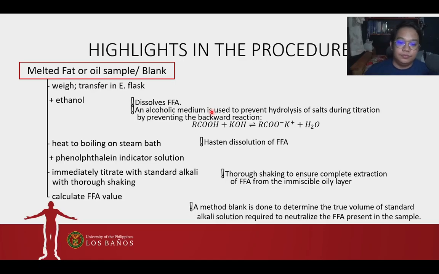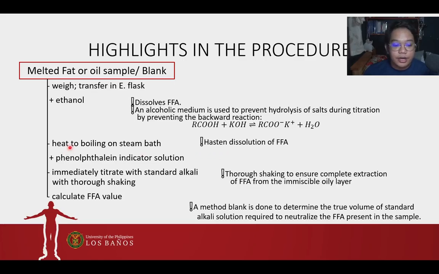Okay? And then we will heat it to boiling on steam bath to hasten the dissolution of your free fatty acid. Okay? So yung dissolution of free fatty acid, ito yun, no? So, kapag nababawasan to, nagpe-favor yung forward reaction. And nababawasan to if meron tayong ethanol. So, yun ay by virtue of Le Chatelier's principle.